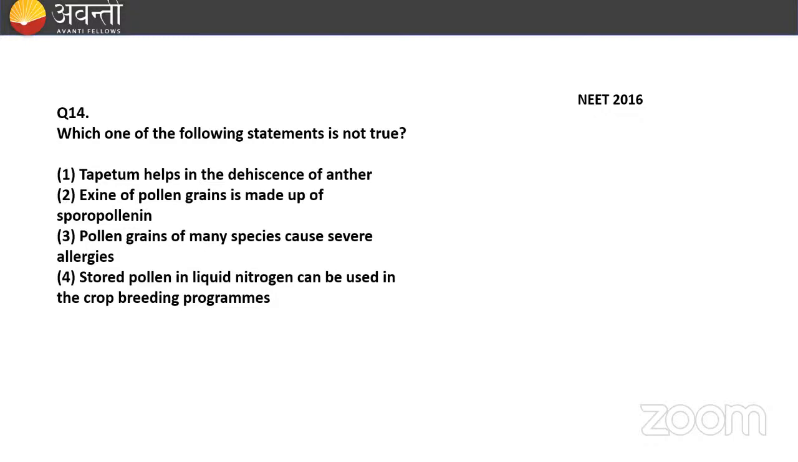So the correct option is option number 1, which says that tapetum helps in the dehiscence of anther. This is the correct option with respect to the question, because tapetum helps in providing nourishment to the pollen grains. They're not involved in dehiscence of anther.